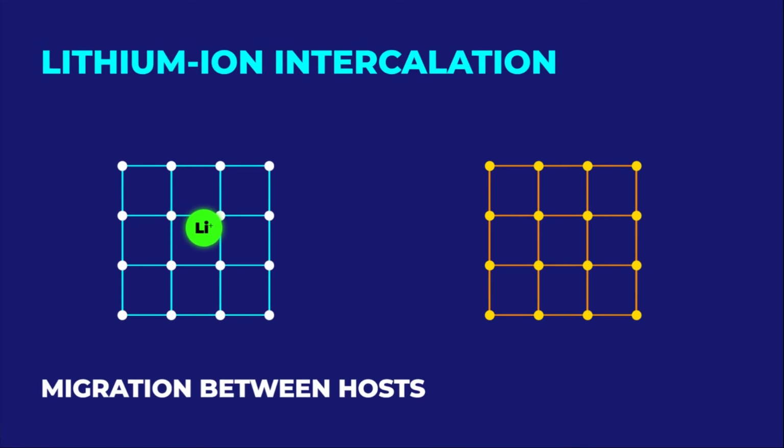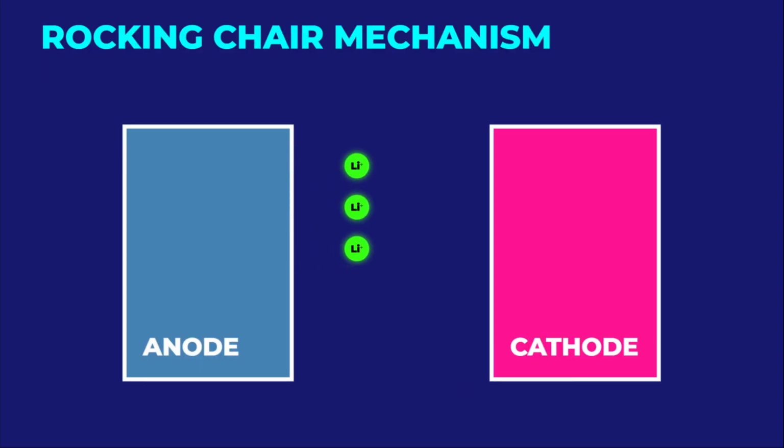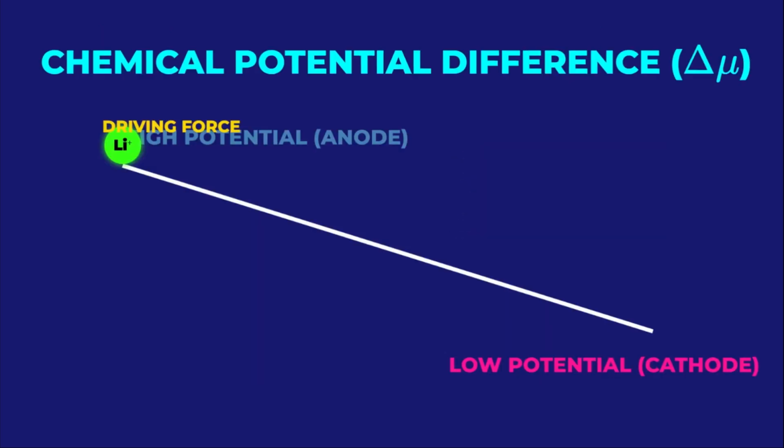A single lithium ion migrating between two crystalline hosts enables the portable electronics revolution. This process, known as intercalation, involves the reversible insertion of guest species into a solid lattice without significantly disrupting the host structure. Unlike lead-acid or nickel-cadmium systems involving phase transformation reactions, lithium-ion cells operate as rocking chair batteries. During discharge, lithium ions exit the anode and travel through an electrolyte to occupy vacant sites within the cathode lattice.